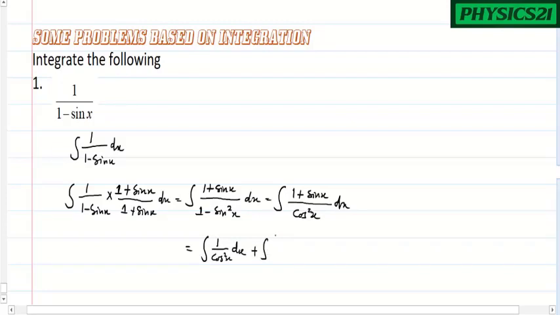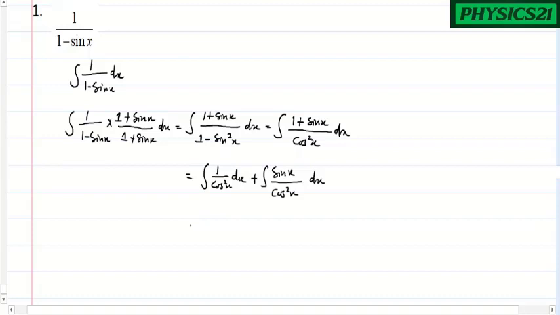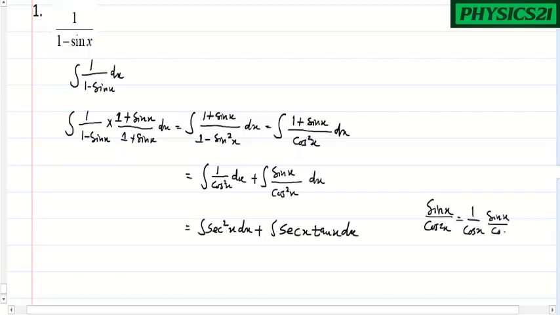Now the next step, it can be written as the integration of 1 divided by cos² x dx plus the integration of sin x divided by cos² x dx. In the next step it can be written as the integration of sec² x dx plus the integration of sec x tan x dx, because in place of sin x divided by cos² x it can be written as 1 by cos x times sin x divided by cos x.